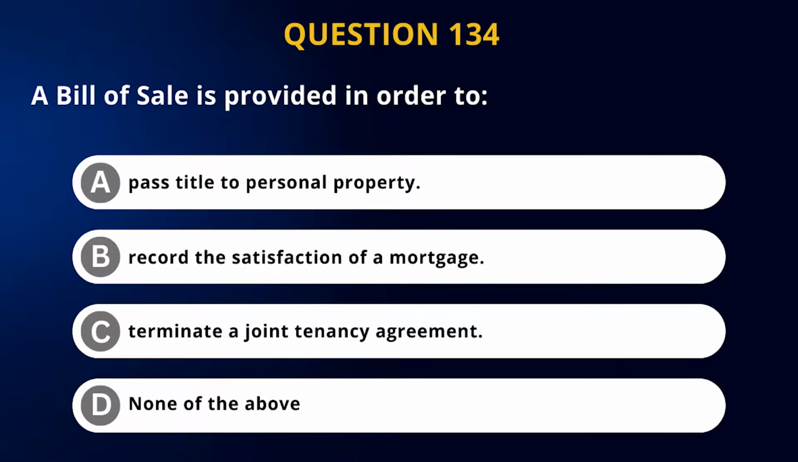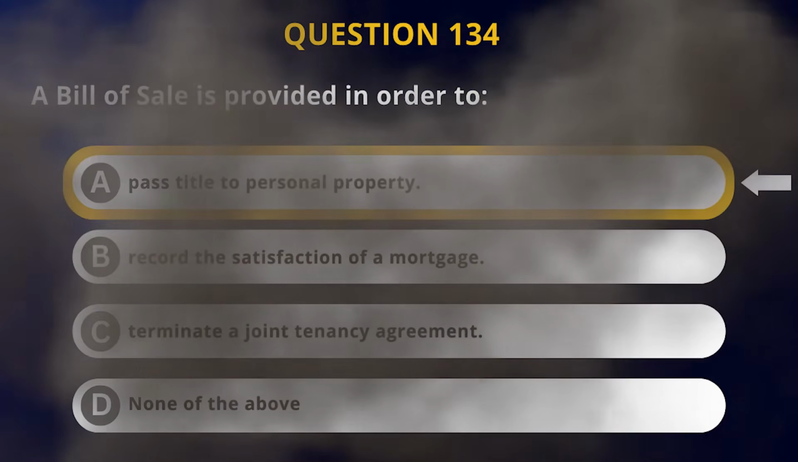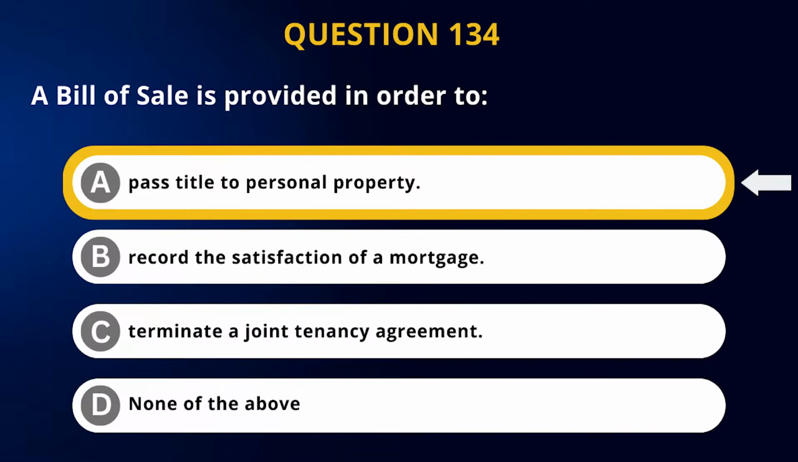Question number 134. A bill of sale is provided in order to, letter A, pass title to an individual property. Letter B, record the satisfaction of a mortgage. Letter C, terminate a joint tenancy agreement. Letter D, none of the above. And the answer? Letter A, pass title to an individual property. A bill of sale is provided in order to pass title to an individual property.